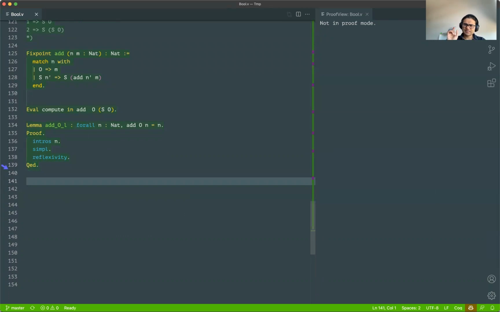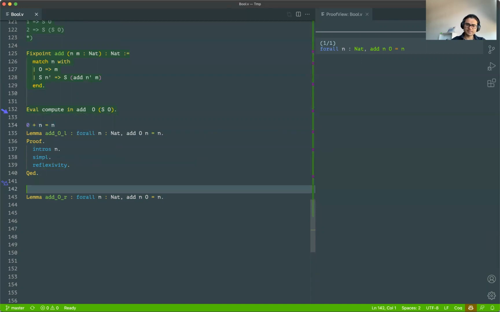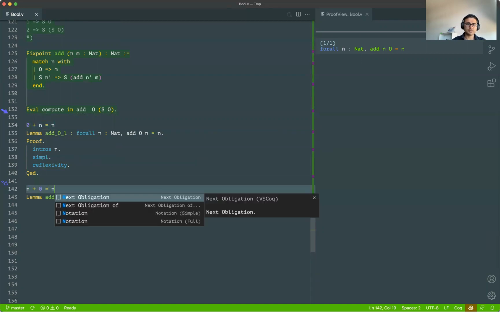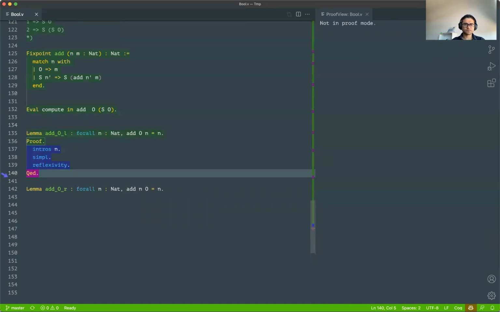So let's change it a bit. Now I'm going to prove another lemma, but this time for every n of type nat, add n O is equal to n. So this lemma says that 0 plus n is n, while this lemma says that n plus 0 is n. And we know that it's a true statement. So let's prove this and see how it goes.